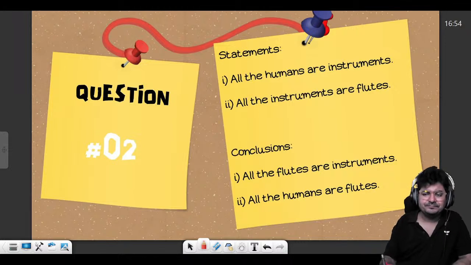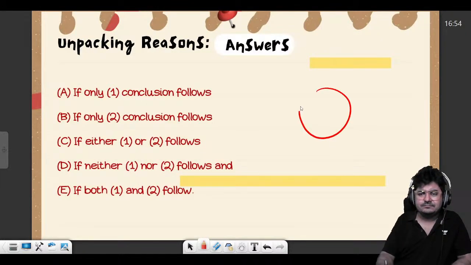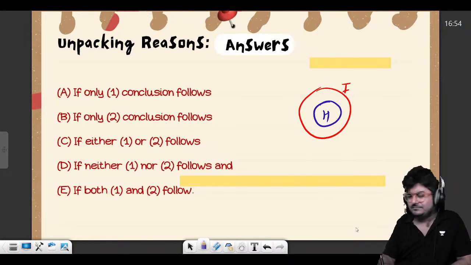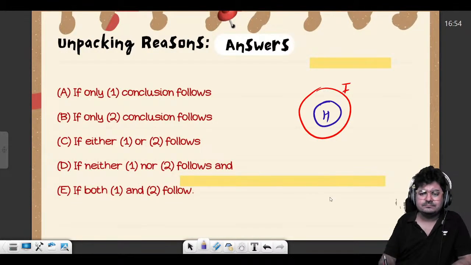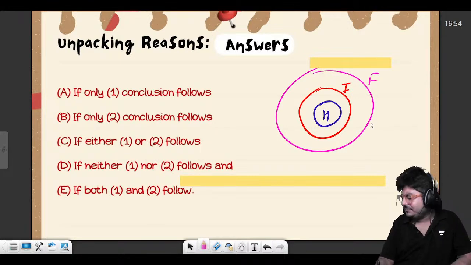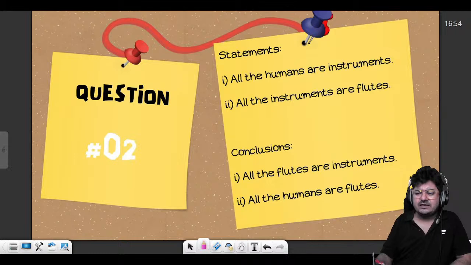Correct. All the humans are instruments, so they are part of instruments. And they said all the instruments are flutes. Simple. So, all the flutes are instruments? No. All the humans are flutes? Correct.